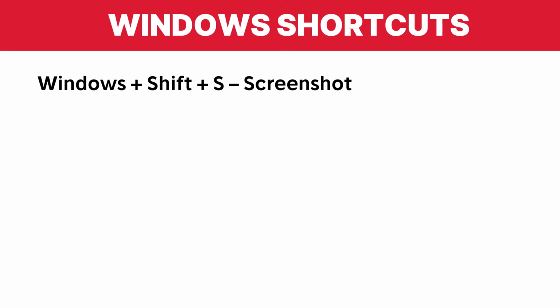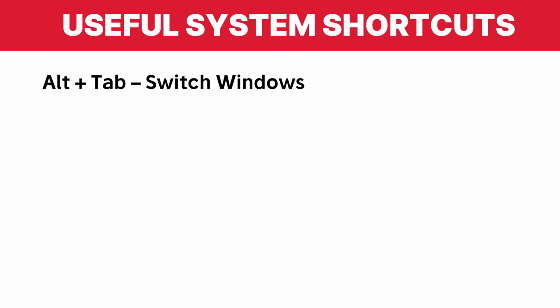Windows plus Shift plus S, screenshot. Want to capture part of your screen? Press Windows key plus Shift plus S. This opens the Windows screen snipping tool. Useful system shortcuts. Alt plus Tab. Switch windows. Working with multiple applications? Press Alt plus Tab to quickly switch between open windows.